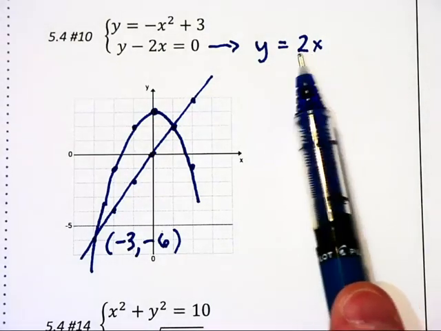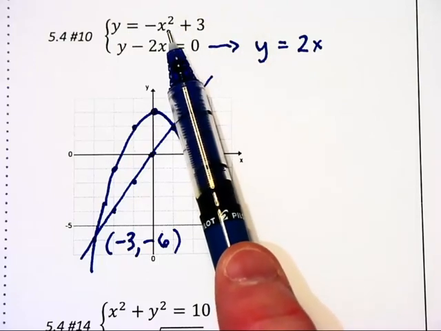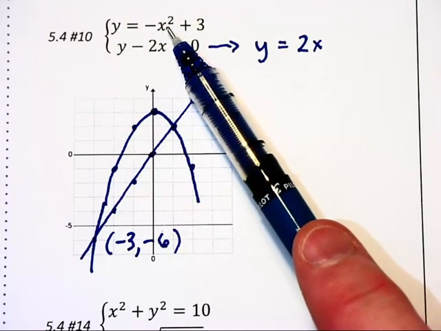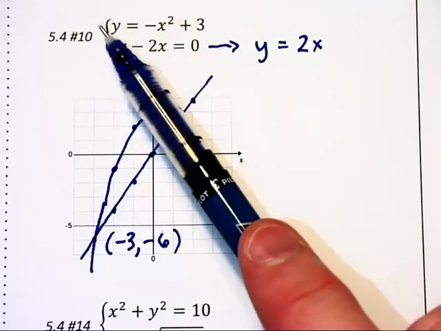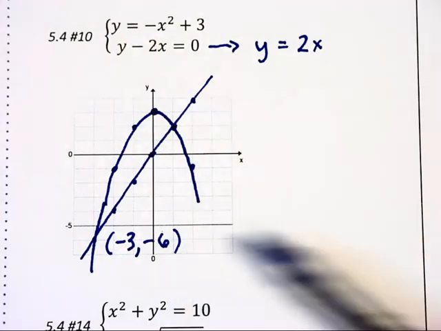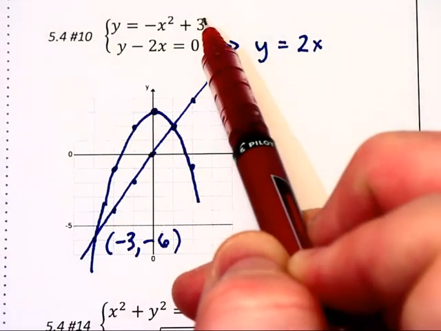Is -3 times 2 equal to -6? Yes. If we substitute -3 into the first equation, we square it, we get 9. -9 plus 3 makes -6. So yes, that is a solution. Sometimes we can't just eyeball it. We need to really look at what it is. Now let's solve this algebraically using substitution as they ask us.